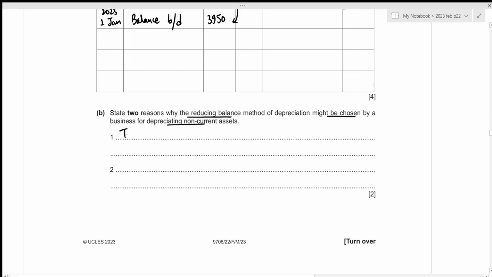Let's write it down. Takes account of the fact that some non-current assets lose most value in the earlier years.